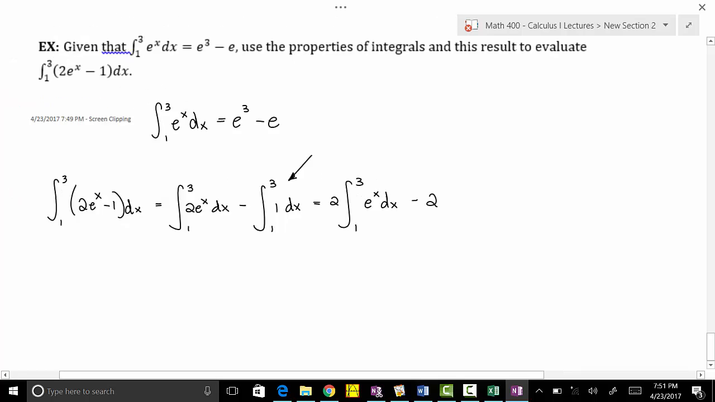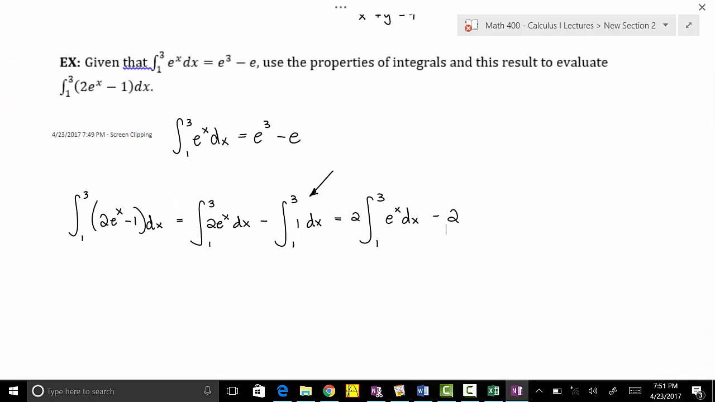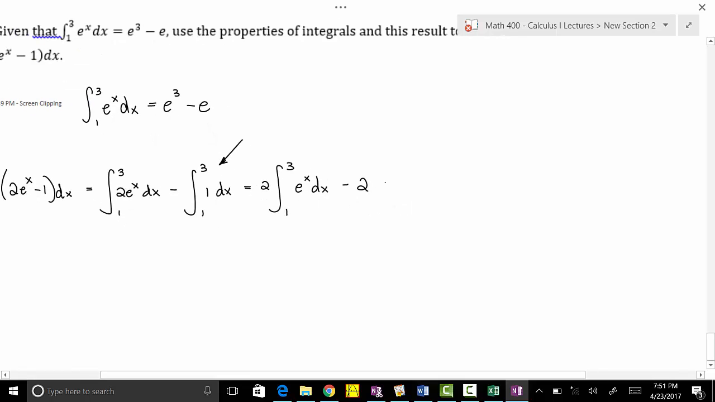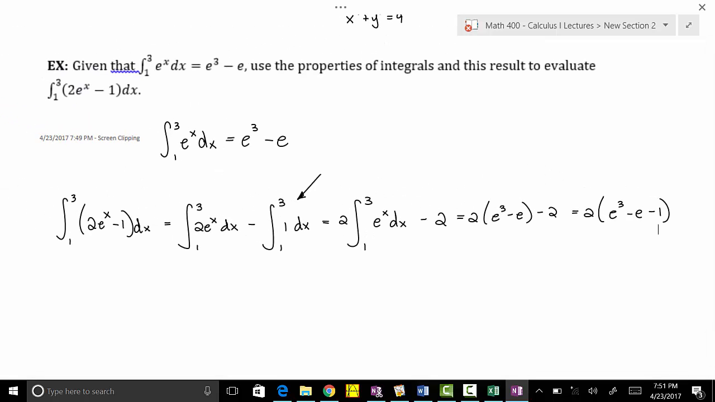And we were told what the integral from 1 to 3 of e to the x is. It's going to be e to the third minus e to the first. So let's go ahead and plug that in. E to the third minus e minus 2. Now you can either factor a 2 out of everything and get e to the third minus e minus 1, or multiply 2 against everything, whichever. But that's the area underneath that curve, 2e to the x minus 1 from 1 to 3.